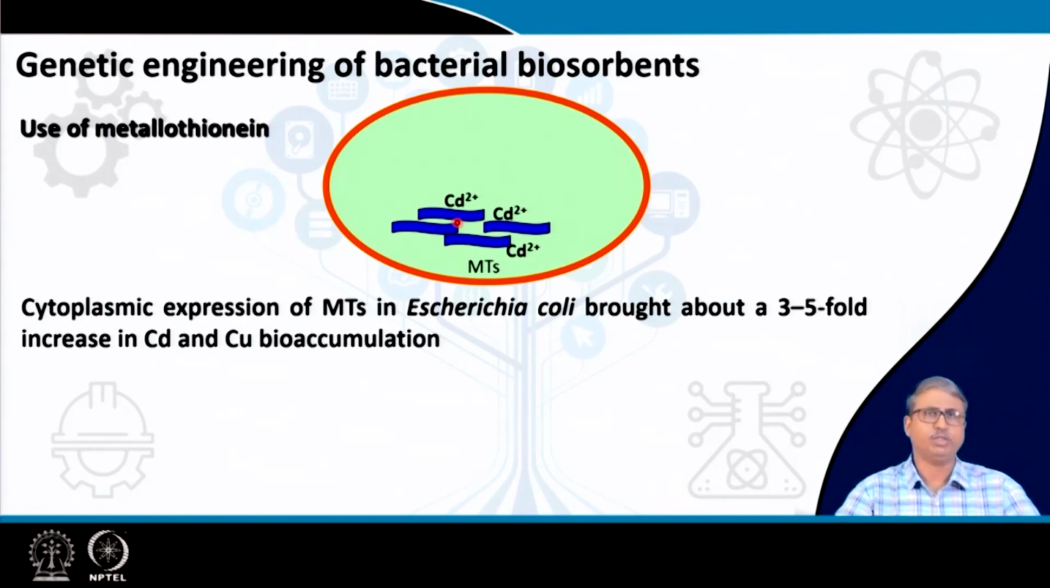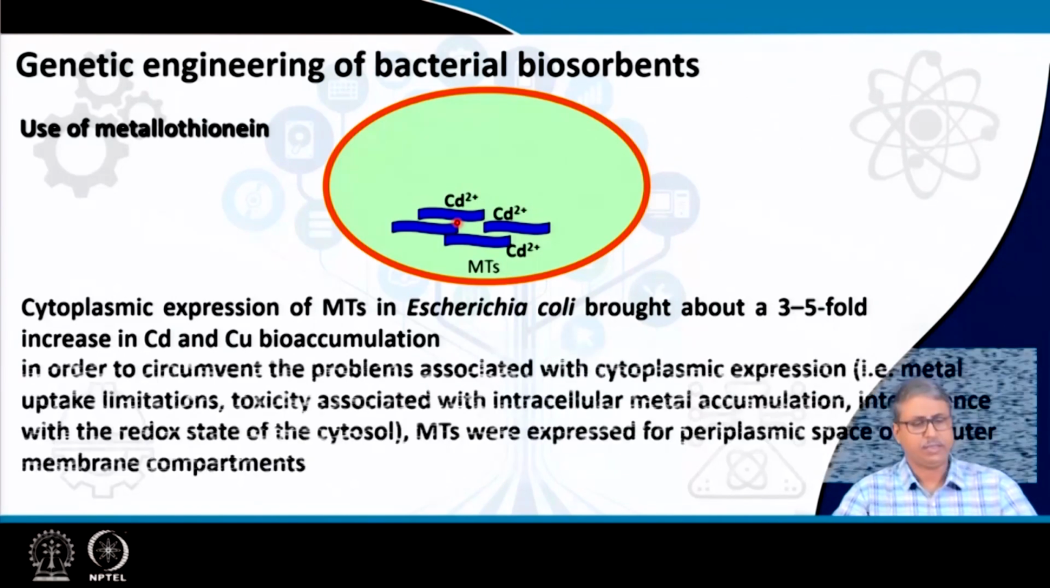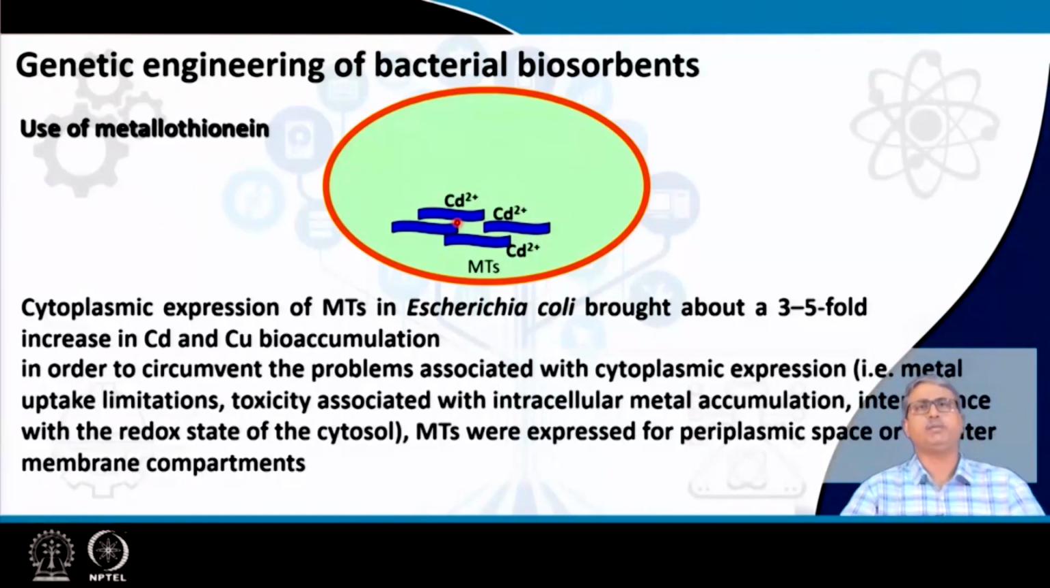It is a part of bioaccumulation. E. coli accumulates the toxic cadmium, and E. coli cells can sustain the toxicity because the cadmium ions are bound with the metallothioneins, which are expressed inside the recombinant E. coli cells. In order to circumvent the problem associated with the cytoplasmic expression, that is the metal uptake limitation.